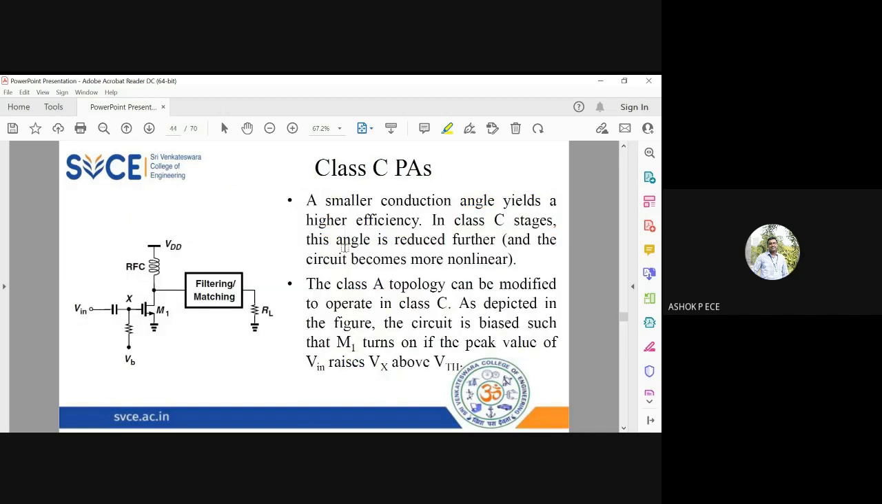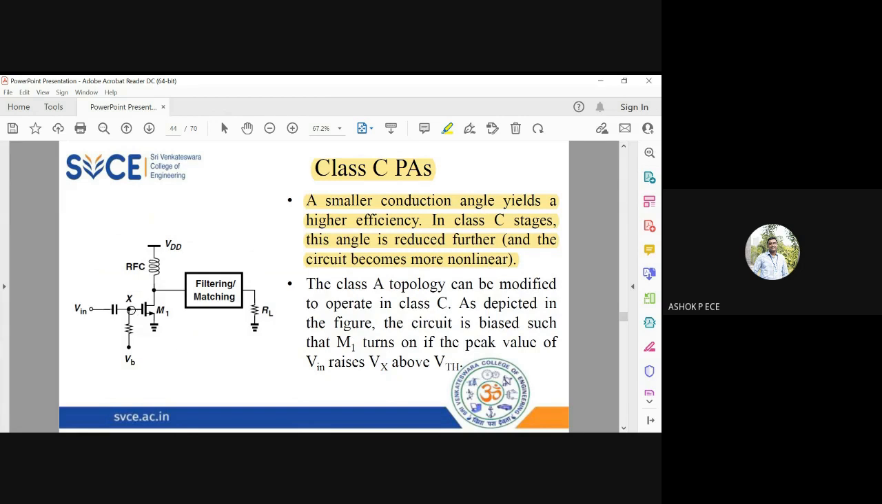Now class C. So class C is even more. The conduction angle is going to be very, very less. So it will conduct only for less than 180, so less than half of the cycle. So that will mean the efficiency is going to be very, very high.